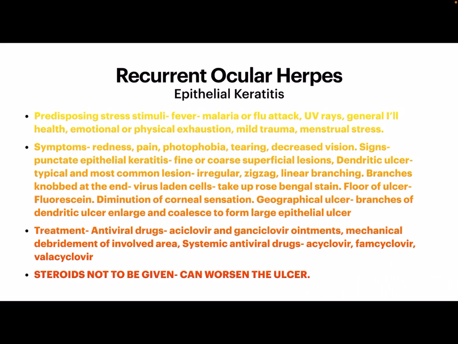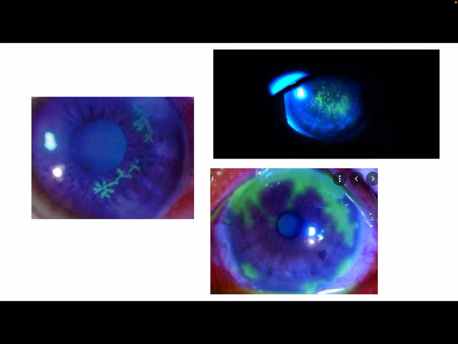Okay, and these cells, they take up rose bengal stain, and like I said, the floor of the ulcer is stained by fluorescein dye, that's why they appear green. Then there is also diminution of corneal sensation. Now here is a picture of dendritic ulcer on the left side. That green, see that branching kind of thing, zigzag appearance it has.